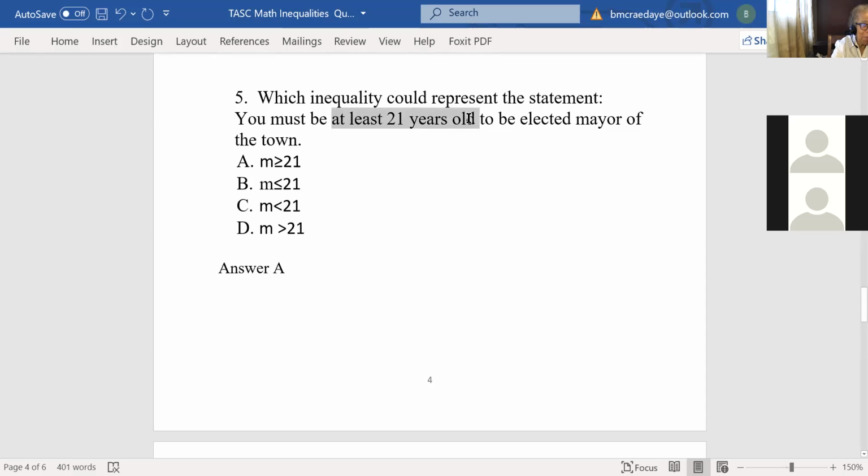Remember that "at least" translates to greater than or equal to. And A is the only one that says the mayor's age must be greater than or equal to 21. Okay, very good. All right, let's look at number 6.